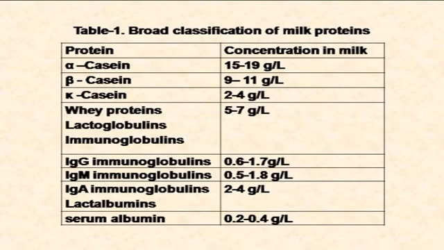Classification of milk proteins. Table 1, broad classification of milk proteins. First column is the type of protein and second column is its concentration in milk. Alpha casein 15 to 19 gram per liter, beta casein 9 to 11 gram per liter, K casein 2 to 4 gram per liter. Whey proteins, that is lactoglobulins and immunoglobulins, 5 to 7 gram per liter. IgG immunoglobulins 0.6 to 1.7 gram per liter. IgM immunoglobulins 0.5 to 1.8 gram per liter. IgA immunoglobulins, that is lactalbumins, 2 to 4 gram per liter. Serum albumin 0.2 to 0.4 gram per liter.